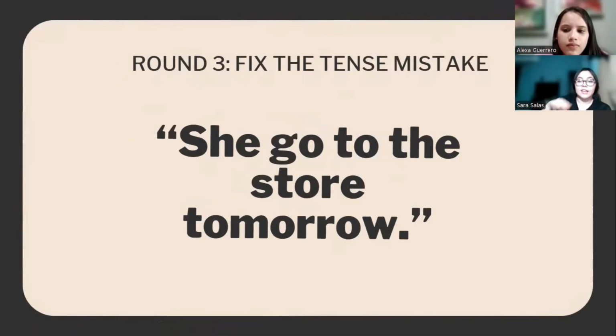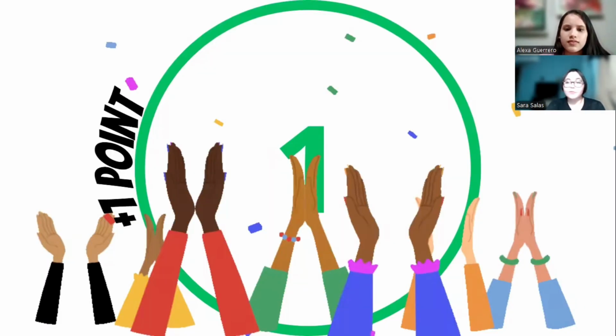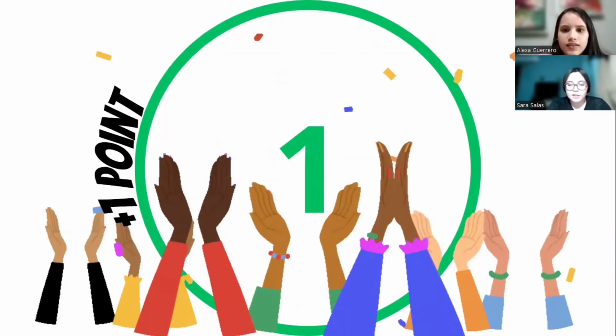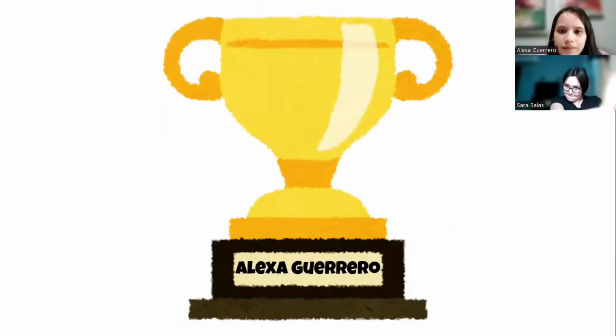Round number 3, and lastly, fix the tense mistake. She go to the store tomorrow. It would be she will go to the store tomorrow, as it should be in future tense. Correct, Alexa. You have 3 points. So this is your reward. Yeah, I got it.